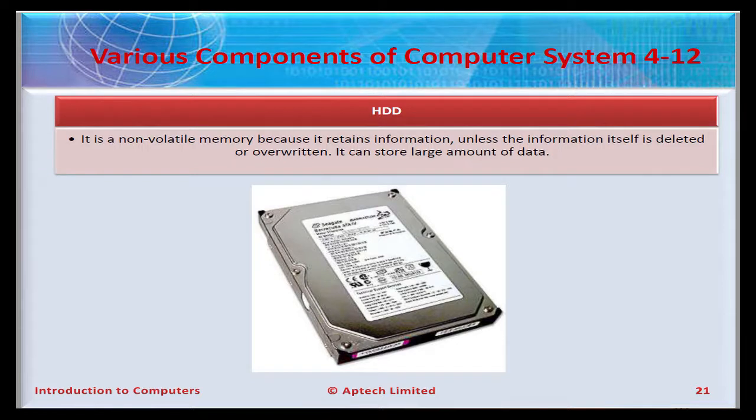HDD. HDD is the abbreviation for hard disk drive, and basically this is a nonvolatile memory because it retains information unless the information itself is deleted or overwritten by you and me, that is the computer users, and it can store large amounts of data. This is called the secondary storage. We have a picture given there.